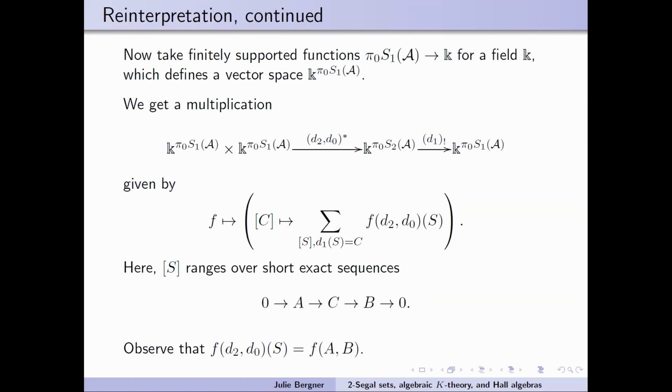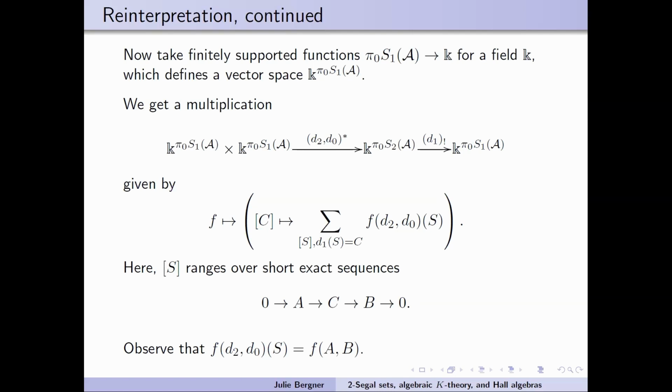What's going to happen, when I'm not doing the two individual steps here, I'm just saying what function I want to start with something on the left-hand side. I want to get a function that inputs an element of pi 0 S1 A. That's an isomorphism class of objects, say C. And I want to send that to an element of the field K. Where I'm going to send that is a sum over isomorphism classes of short exact sequences whose middle term is C. And then I send that to F composed with d2, d0, that pullback here, and then feed in S. That should be an element of the field.